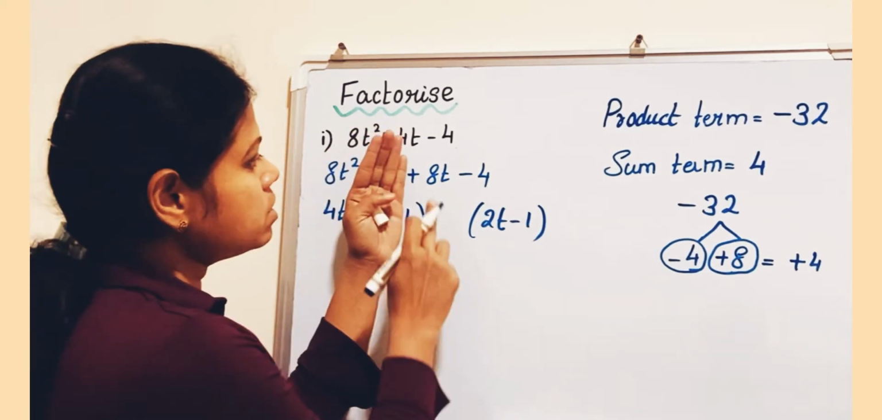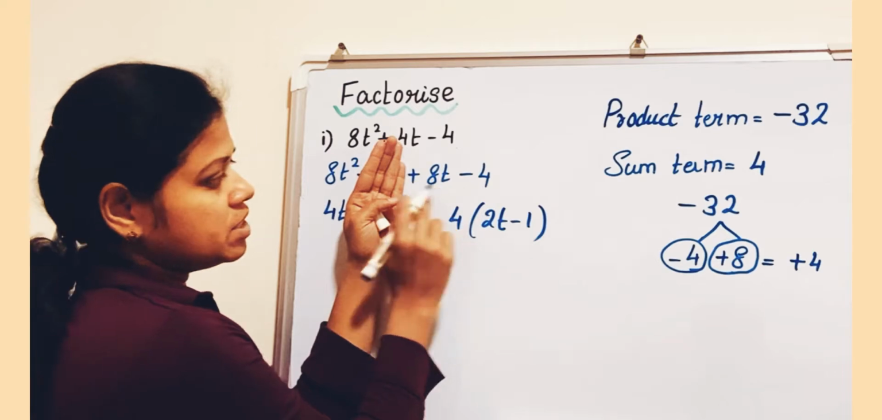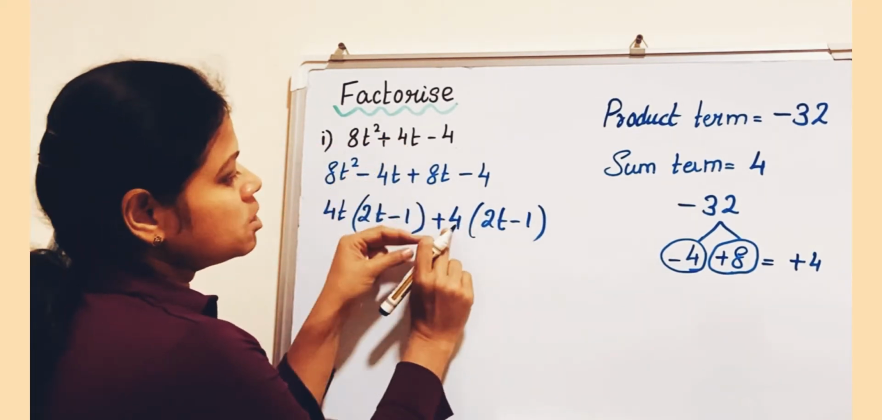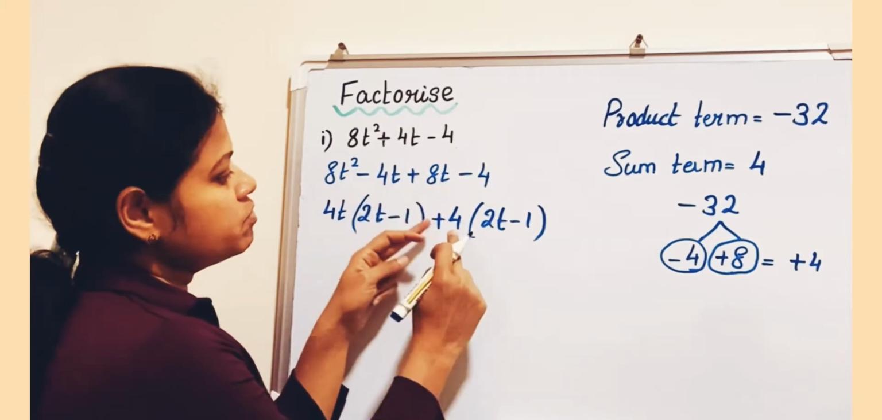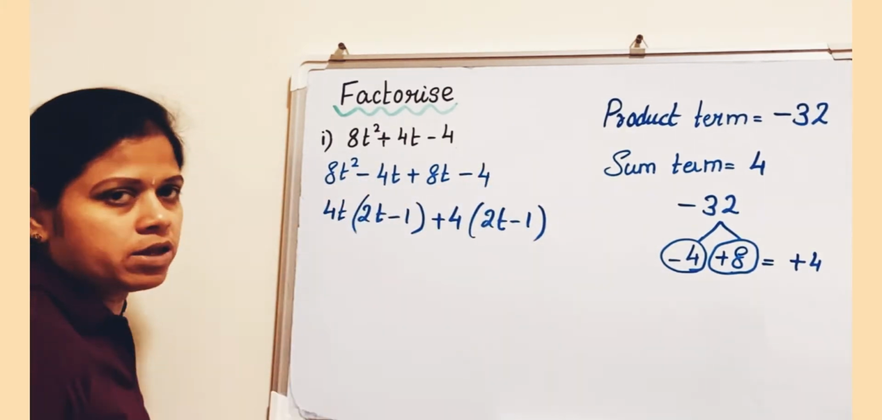After that, to get the third term, see 2t multiplied by 4 is 8t. And it's plus sign. Then, if you multiply these two, you have the third term. If you multiply these two, you have the fourth term. If it is correct, then you can move on to the next step.